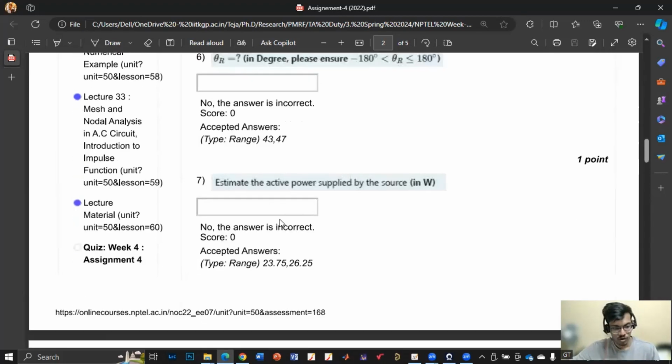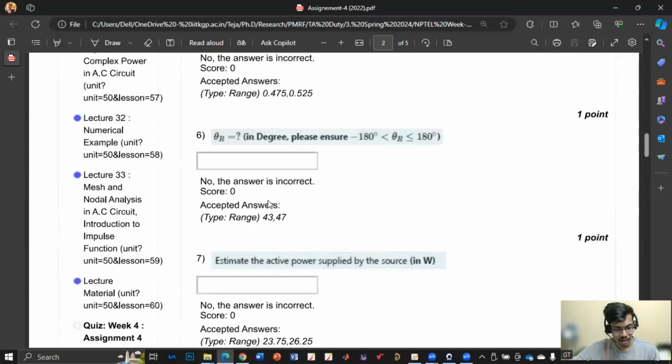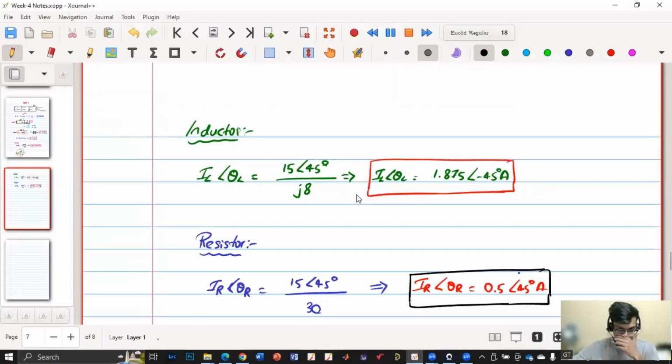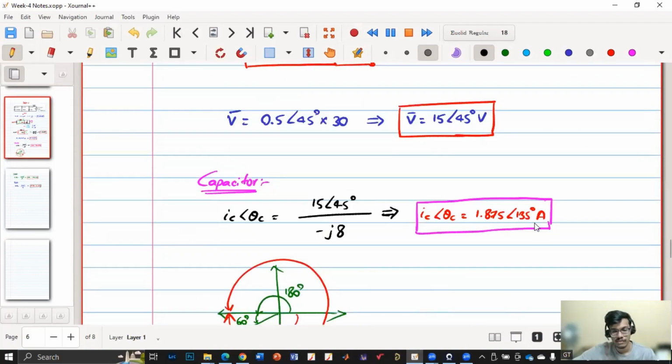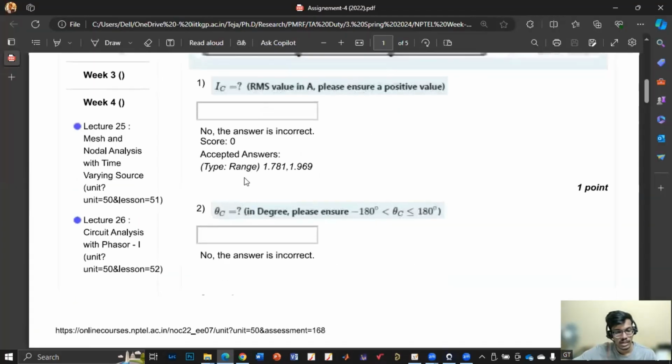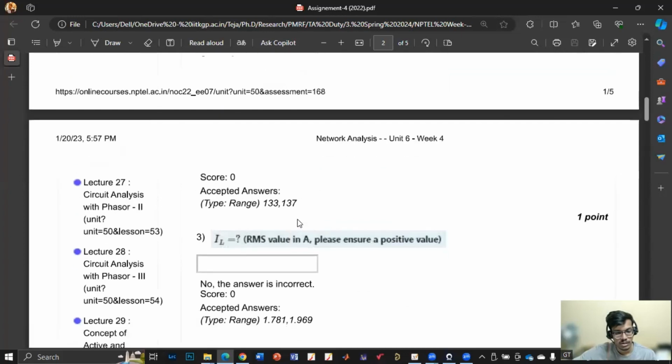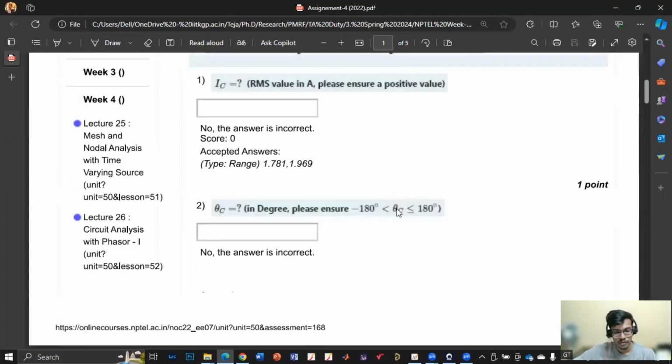So before we go into question 7 and 8, I have one point. What about theta C? How do we write the answer? Theta C is 135 degrees. Sir, why do we write it this way if the range is greater than 180 degrees? Please tell.